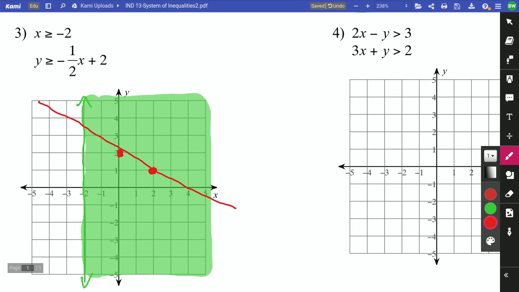So we're going to shade which side of it? It's greater than, so we shade above. Okay, so let's do that. Above that line.